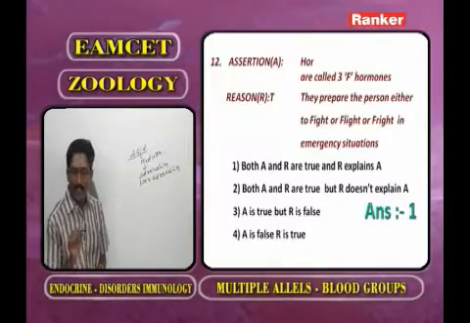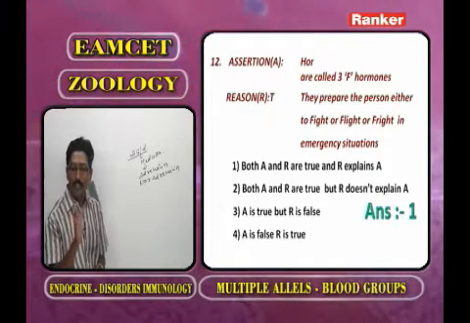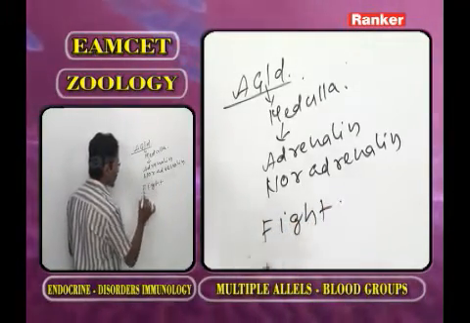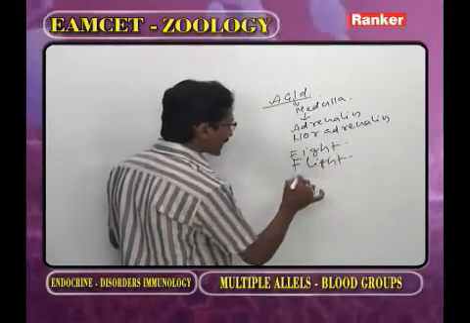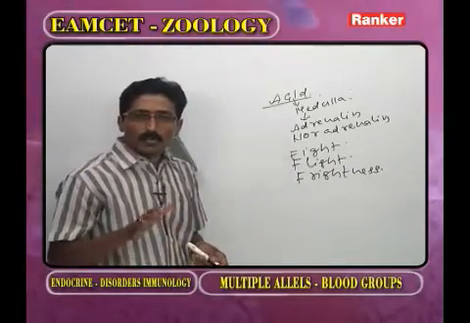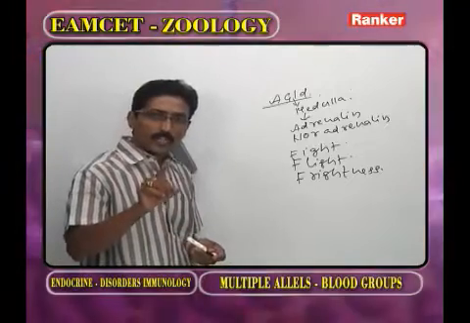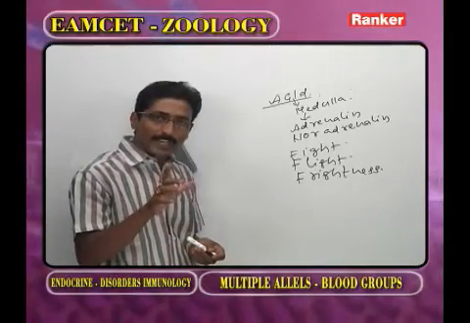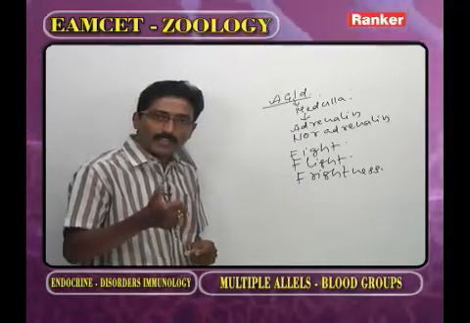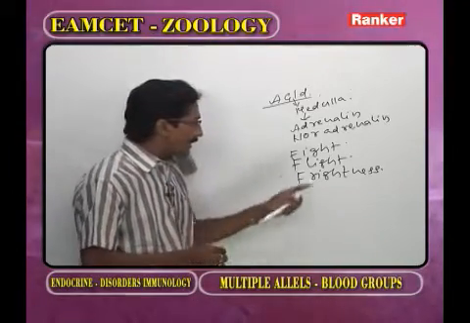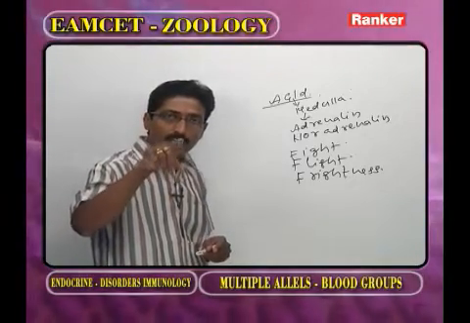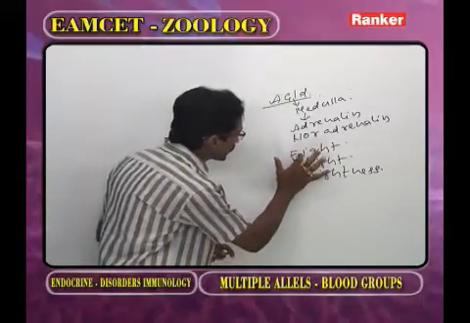Now here you observe the assertion. Hormones of adrenal medulla are called 3F. Why? Because these hormones are responsible for the fight, the flight, and the fright. Suppose we are moving on the road and we are going to meet an accident. While we are going to meet an accident, we are getting the fear. That we call the fright. Whenever we are getting the fear, we move from that area. That we call the flight. Suppose anybody attacks us, we are moving or we are going to fight with that person. That we call the fight.